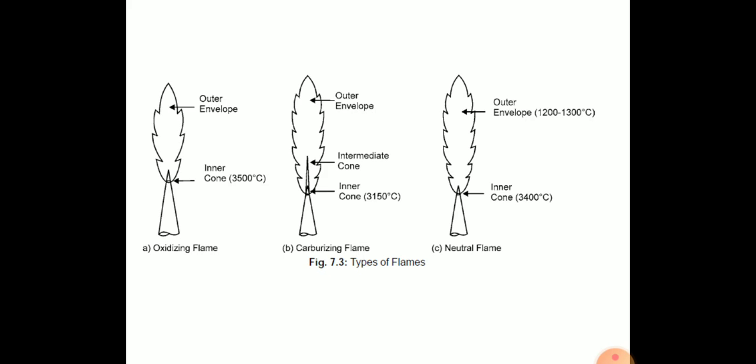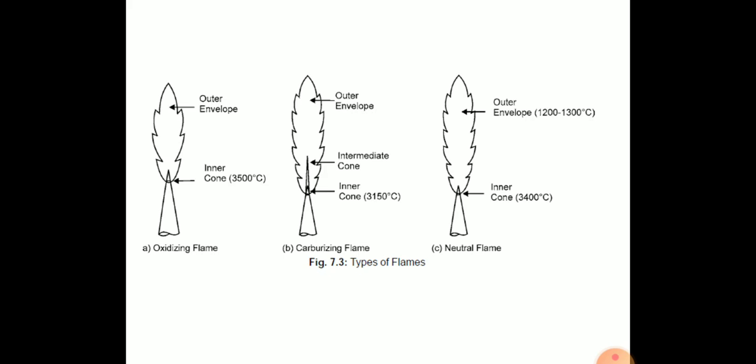A neutral flame is produced when the oxygen to acetylene ratio is 1.1 to 1. The temperature is of the order of about 3200 degrees Celsius. The flame has a nicely defined inner cone, light blue in color, surrounded by the outer envelope, which is dark blue in color. It is called neutral because it will not oxidize or carbonize the metal. It is used for welding of mild steel, stainless steel, copper, cast iron, and aluminium.